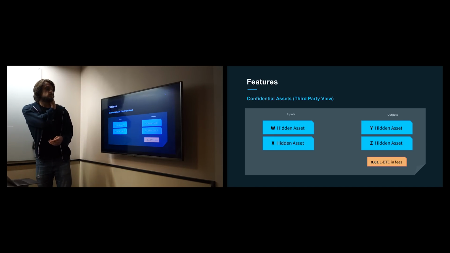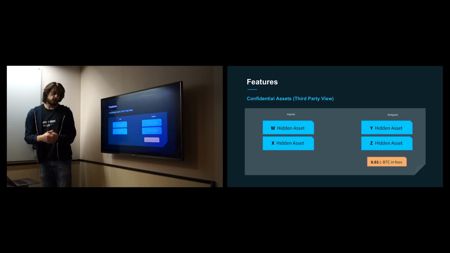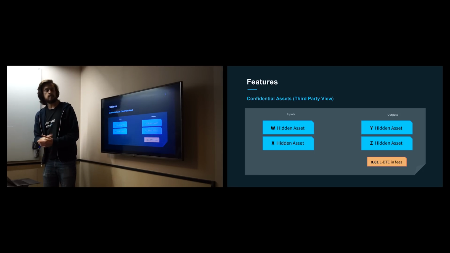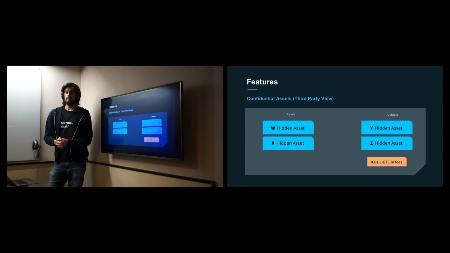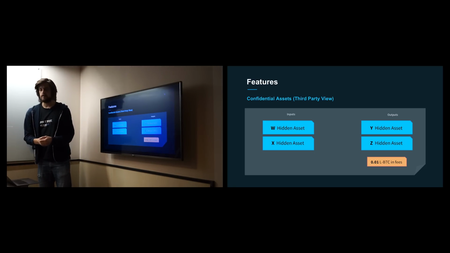There are 2 inputs of some hidden asset, 2 outputs of some hidden asset, and they can verify that W plus X is the same as Y plus Z plus the fees, but they don't know what the different amounts are. So this is a big boost to privacy and fungibility. And also the participants can reveal these amounts to anyone else if they want to.